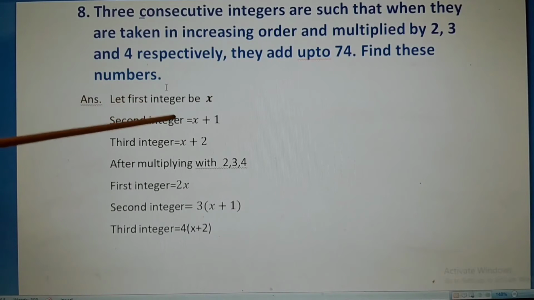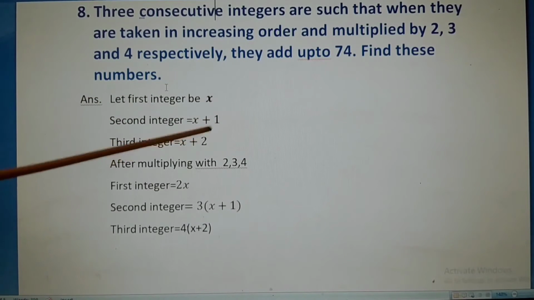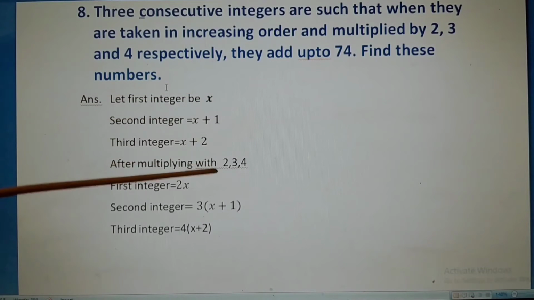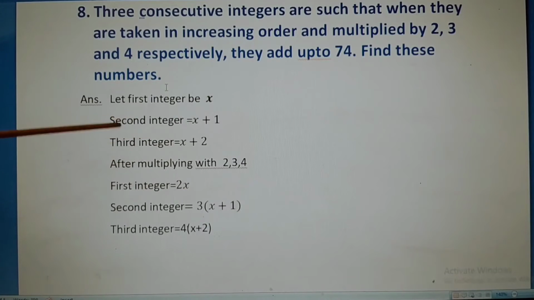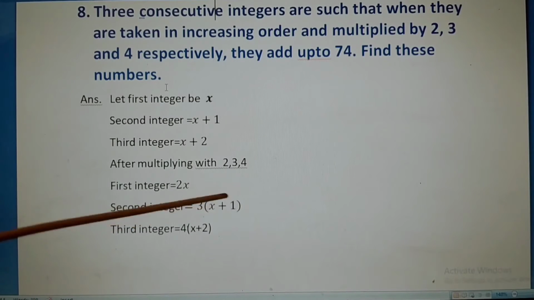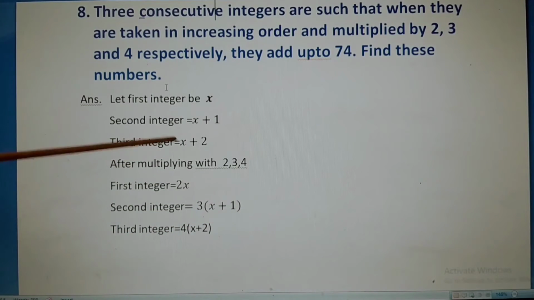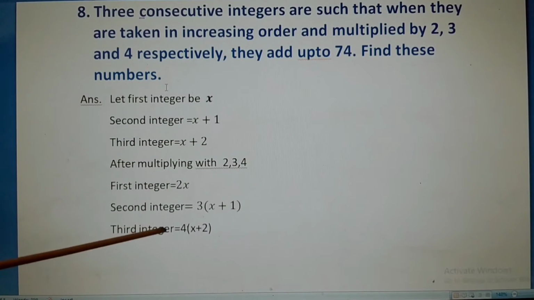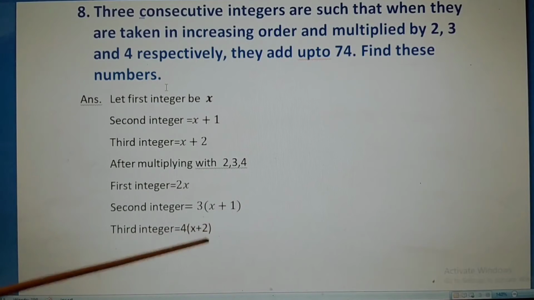Let the first integer be x. Second integer is equal to x plus 1. Third integer is equal to x plus 2. After multiplying the first integer by 2, that is 2x. Second integer x plus 1 by 3, that is 3 into x plus 1. Third integer x plus 2 multiplied with 4, that is 4 into x plus 2.